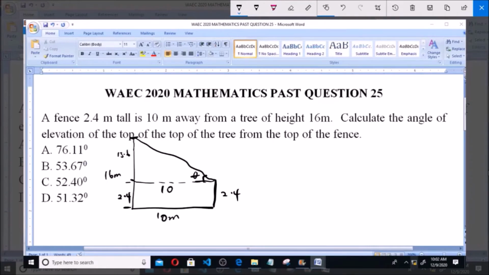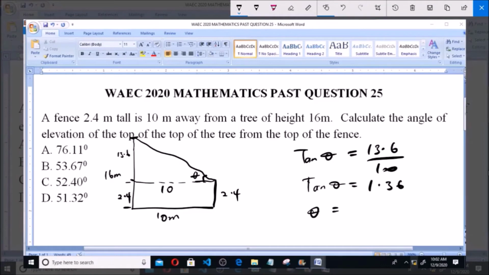So we can now say that to find theta, we simply use tan. Since we have the opposite and the adjacent, we can simply say tan theta is equals to opposite over adjacent, and that is 13.6 all over 10. So from here we can see that tan theta is equals to 1.36. So theta is equals to the tan inverse of 1.36, and therefore theta is equals to 53.67 degree, and that is option B.